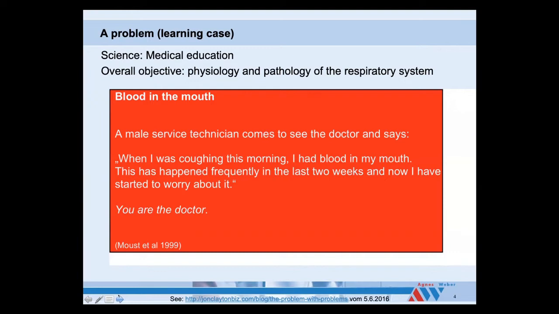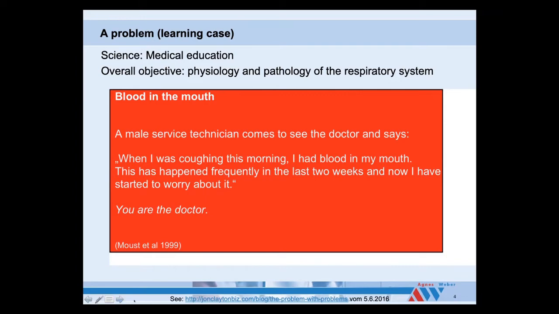And you see the last sentence here, you are the doctor, which is meant to really get the students involved, to take responsibility, to feel that they should do something about it, should analyze this learning case, should find out what are possible causes for this coughing, and also are motivated to find out more about what could be the causes or what could be a proper diagnosis and measures to take.